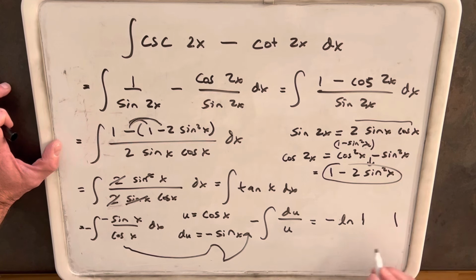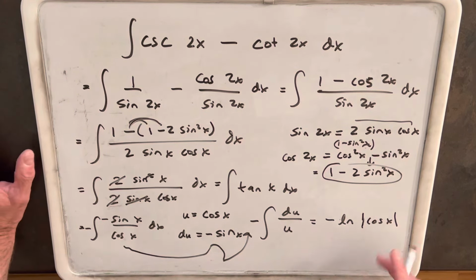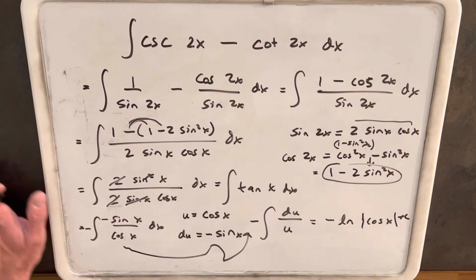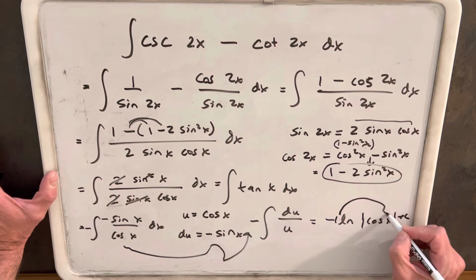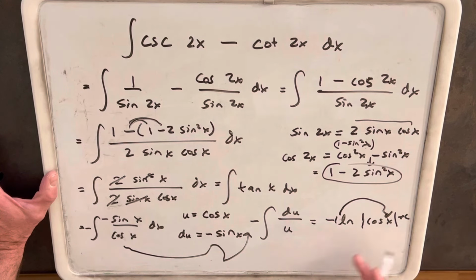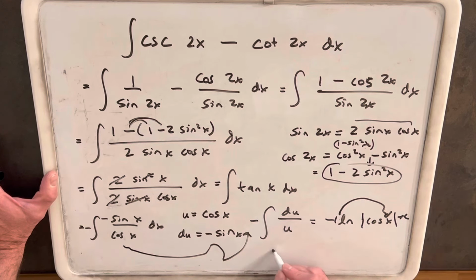I'm running out of room, so we'll substitute that back in, so it's going to be minus ln of absolute value cosine of x plus C. But this is not usually the form we like to see it in. We can take this minus 1 and put it in the exponent here. If this is cosine x to the minus 1, that's the same as secant, because 1 over cosine x is secant. So that will leave our final answer as ln absolute value secant x plus C.